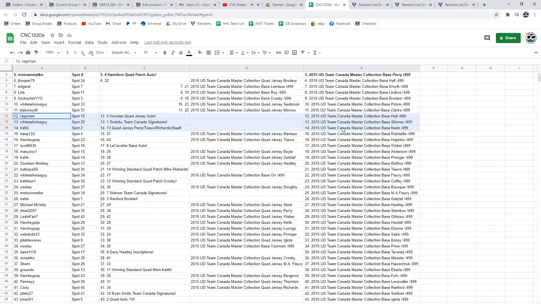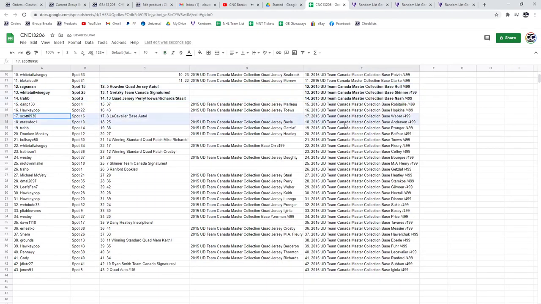And the quad jersey of Perry Taze Richards Dahl goes to Trab. The Le Cavalier base auto goes to Scott. The Mike Richards quad patch to Bullseye. The quad patch of Crosby goes to Trathbun. Sorry. Skinner Team Canada signatures to Motel Malkin. Trab gets the Ranford booklet.